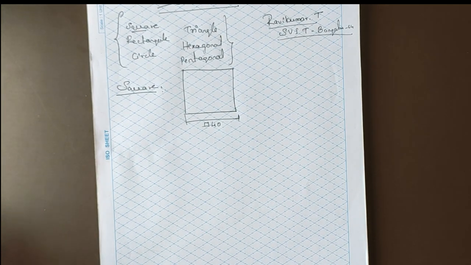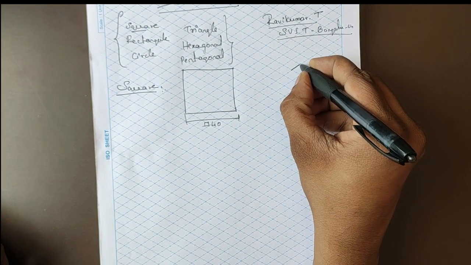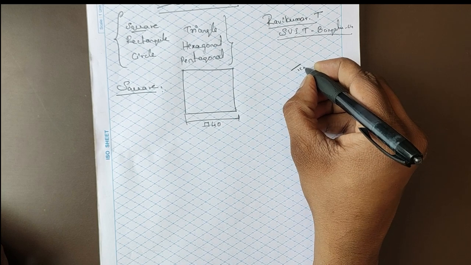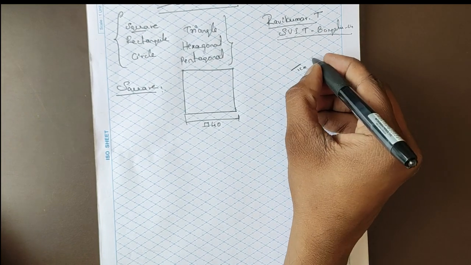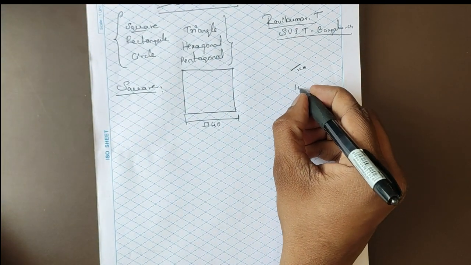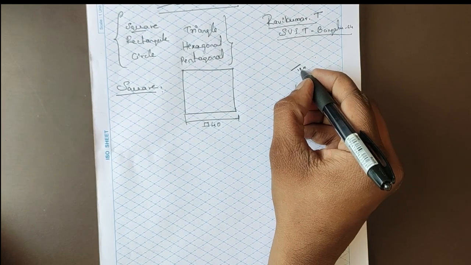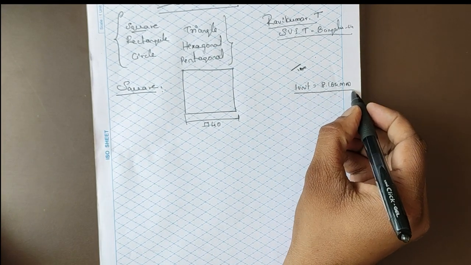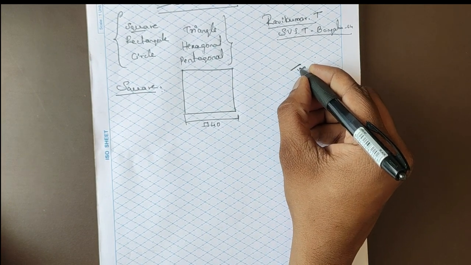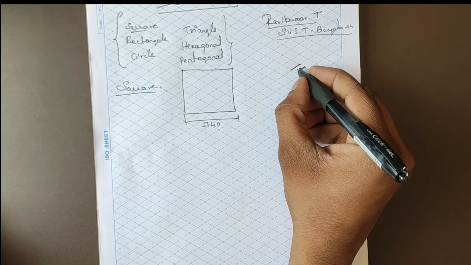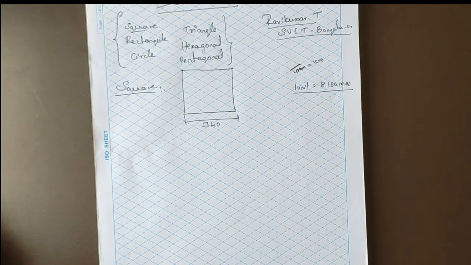One more thing very important: this one box is equal to 1 centimeter. Here one unit is equal to 8.164 mm, already converted. Instead of centimeter, you can take it as mm. So you can take one unit as 10 mm or 1 centimeter directly.